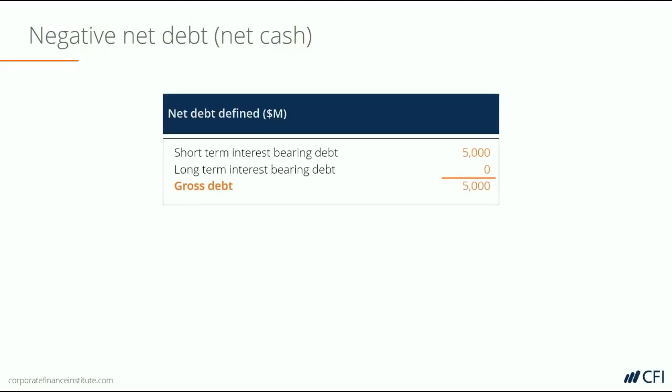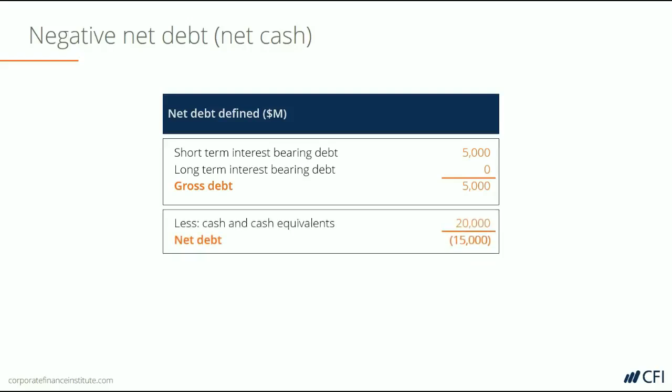Let's look at another example of calculating net debt for a company that actually has a positive net cash position, as this can definitely happen. So imagine a company now that has short-term debt of $5 billion, zero long-term debt, and therefore gross debt of $5 billion. We then need to deduct from that the cash position, which is $20 billion, and therefore that results in a net debt position of negative $15 billion. We would rephrase that to say it has a net cash position of $15 billion.